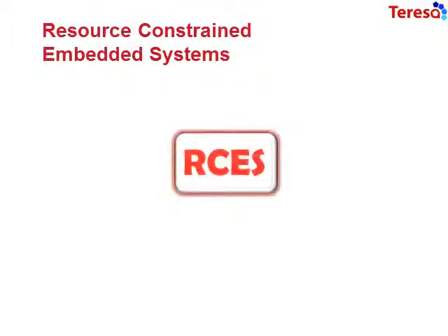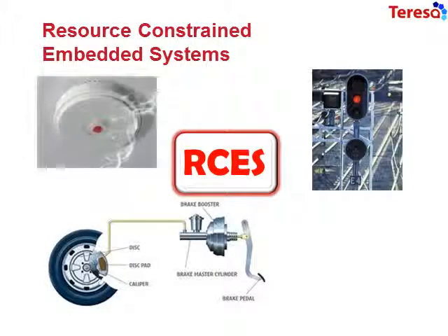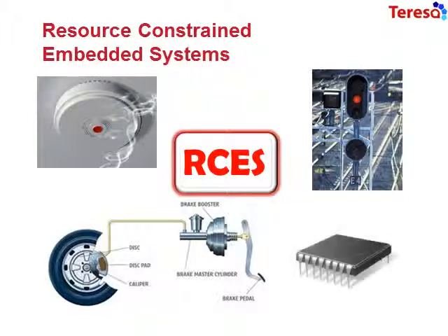These systems are called resource-constrained embedded systems. They use limited computing resources and have stringent cost constraints. For example, sensors, meters, and appliances use components that cost around €1.